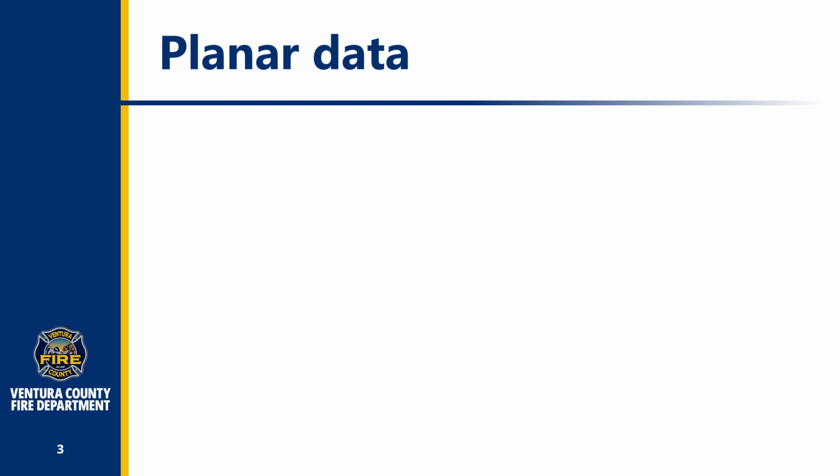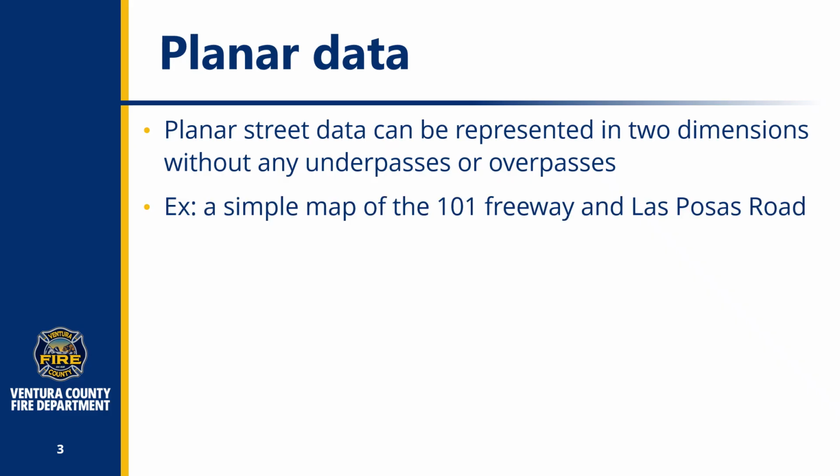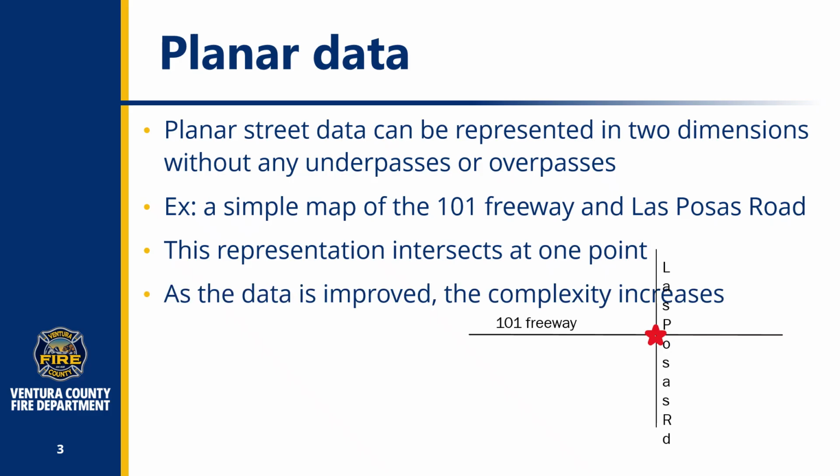So first off, planar data. Planar street data can be represented in two dimensions without any underpasses or overpasses. An example would be a simple map of the 101 freeway and Las Posas Road. In this example, the representation intersects at one point. Now, if we improve upon the data, the complexity increases. If we add northbound freeway and southbound freeway, we now have two locations where the data intersects.